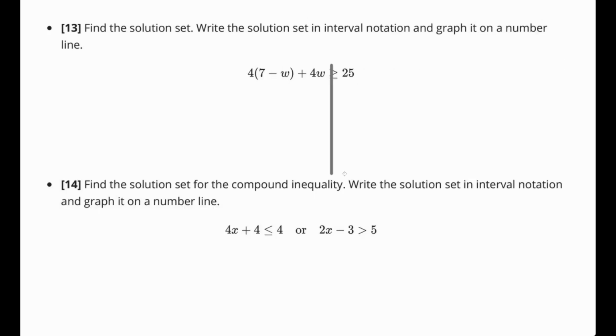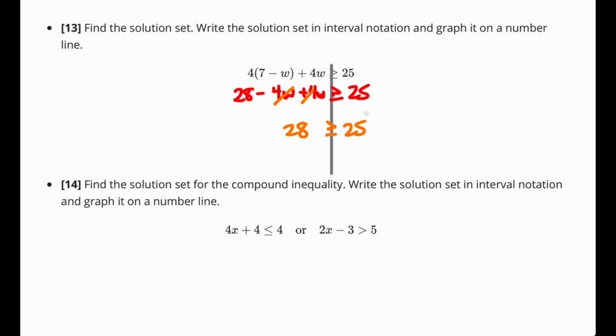All right, so for the next one, it says find the solution sets, write the solution set in interval notation and graph it on a number line. So same kind of thing. I'm going to distribute this out really quick. So the 4 times 7 is going to be 28 minus 4w plus 4w is greater than or equal to 25. From here, these are going to cancel, and you're going to be left with 28 is greater than or equal to 25. Now that is actually true.